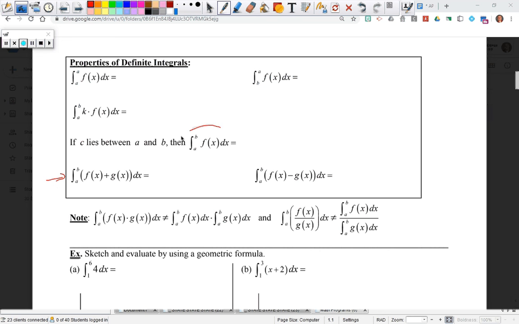Kind of like what I did with this one over here. You can separate them, yeah. Go ahead, Omar. The integral from a to b of f of x with respect to x. Perfect. Plus the integral from a to b of g of x with respect to x. There you go. Y'all see what just happened, guys?